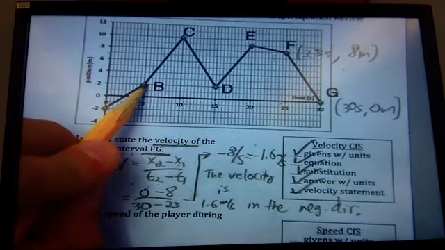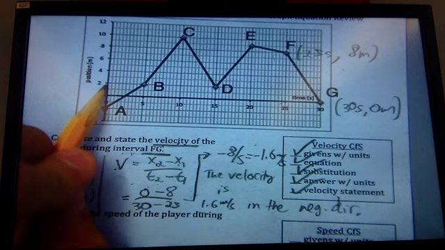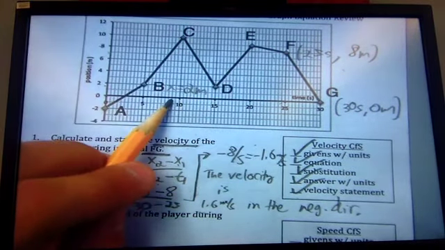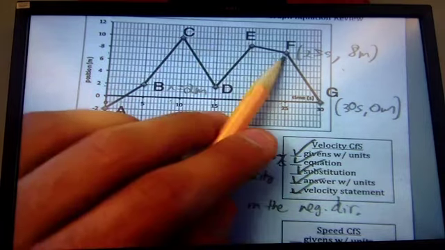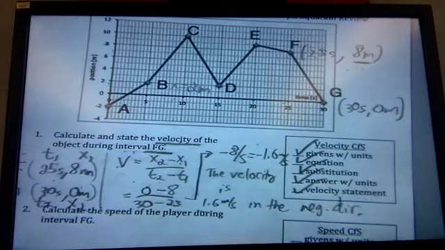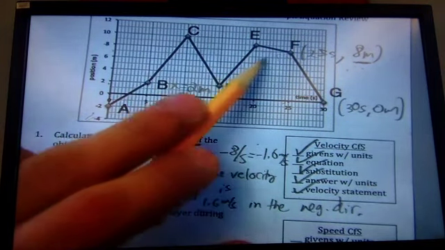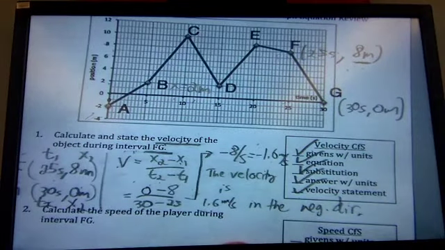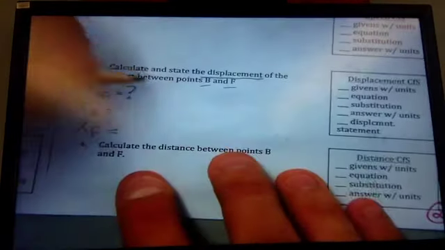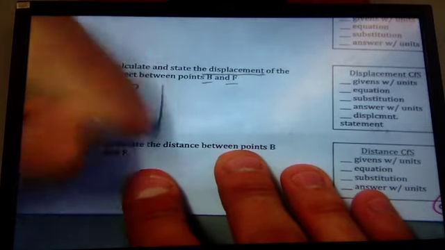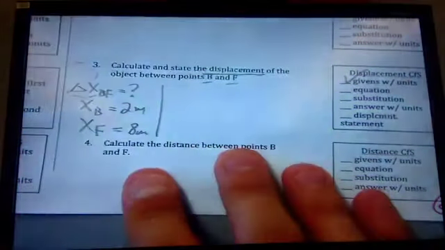Here's B. It's at a position of 2 meters. I'm going to write x equals 2 meters. And here's F. We already know its position. It's 8 meters. B is 2 meters. F is at 8 meters. I'm going to write that in. B was at 2 meters and F was at 8 meters. Bam! I've listed my givens with units.